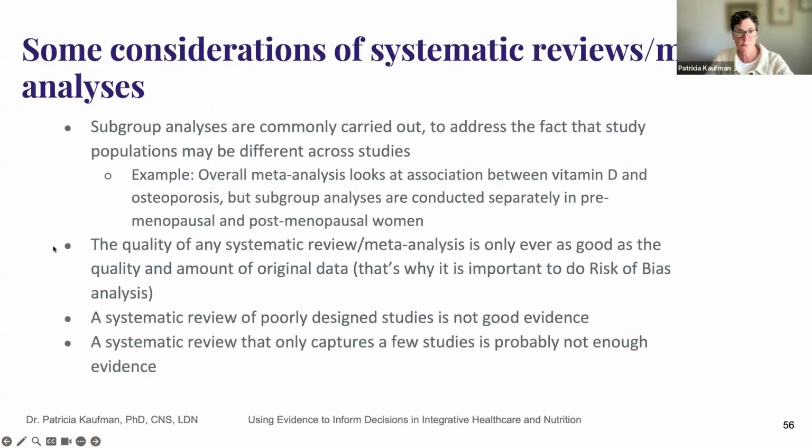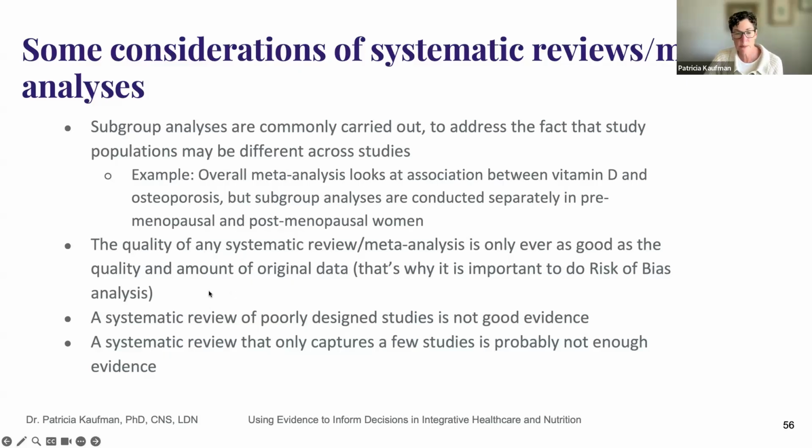So some considerations for systematic reviews: subgroup analyses are often carried out. For an example, the overall study might look at the association between vitamin D and osteoporosis, but you might want to do a subgroup of those that are premenopausal and those that are postmenopausal to see if there's a difference in the vitamin D association with osteoporosis or lack of vitamin D.